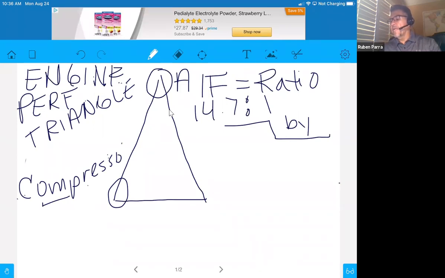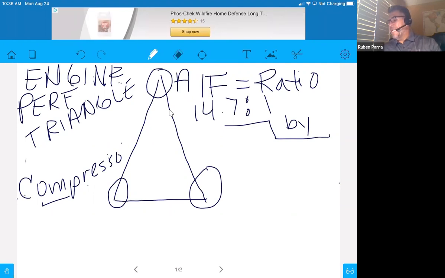By it being a triangle, they're equal, correct? Any geometry majors in here? Okay, so we have air-fuel ratio, compression, and then on this side, you can guess that, yeah, we have ignition, or what we just simply call spark, right? Ignition or spark.